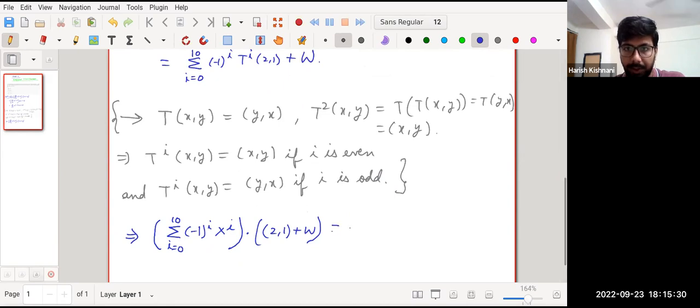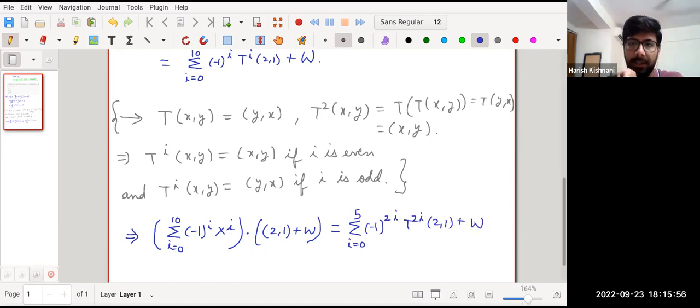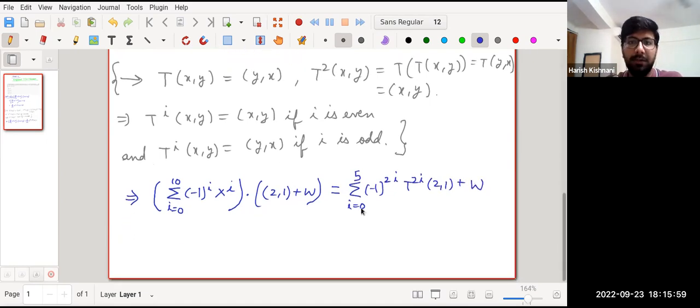That is equal to summation of, say, i equal to 0 to 5, minus 1 raised to 2i, T of 2i applied to (2, 1) plus w. I have just taken the even parts at one side. It is i of 0, means T of 0, T2, T4, T6, T8, and T10, plus the odd part.